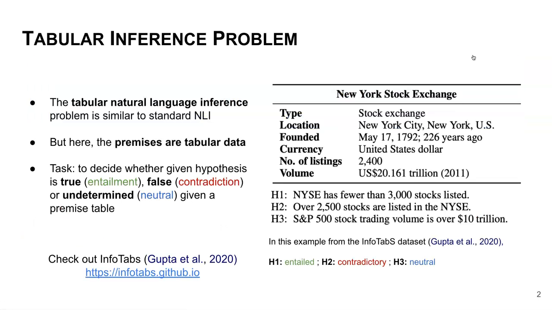So, we will work on the tabular inference problem, which is taken from the InfoTab dataset, Gupta et al. 2020. The problem is you are given an entity table, as you can see on the right side, and also you have hypothesis statements. The task is to determine whether the hypothesis entails, contradicts, or is neutral given the premise table. This is similar to standard NLI except that the premise is tabular data.